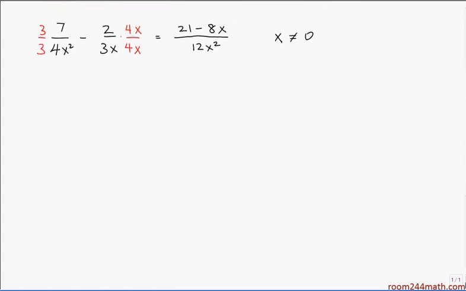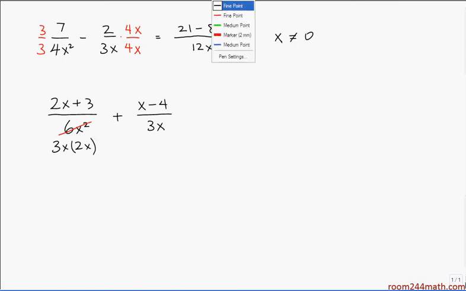All right, let's see a couple more examples. Let's say we have 2x plus 3 over 6x squared plus x minus 4 over 3x. Now, most of the time with monomials, you don't really have to do much work to identify the factors that are missing. You know, if it really helps you, you can rewrite or break apart the 6x squared into component factors, identifying the common factor, which is 3x. And so you have a 3x and then a 2x.